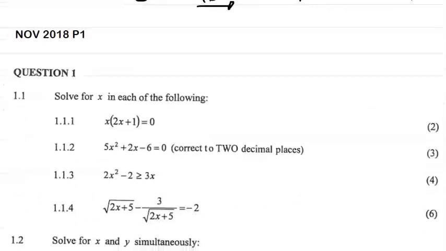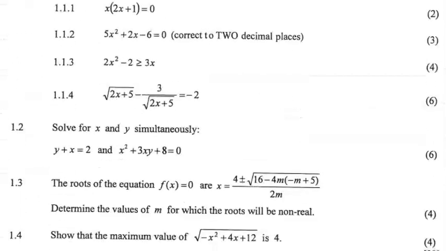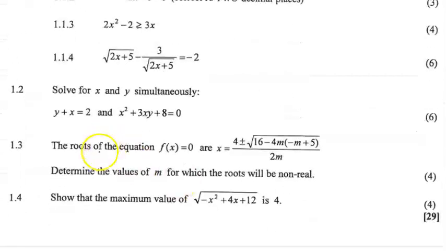November 2018. Let's see what came out under nature of roots. So nature of roots here will be 1.3. The roots of the equation f of x equals 0. It is solving the roots for us here. Remember that the roots are the x-intercepts of our quadratic equation. So they're saying determine the values of m for which the roots will be non-real. Let's try that again. The roots will be non-real.